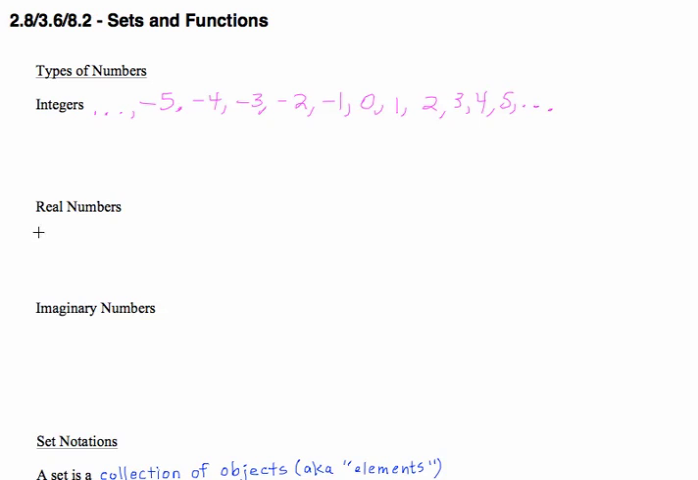Okay, your real numbers, those are similar to integers, except it also includes all the decimal numbers and fractions in between all of these integers. So your real numbers are essentially any real number that you can think of. So it includes integers, fractions, decimals, positive numbers, negative numbers, everything.